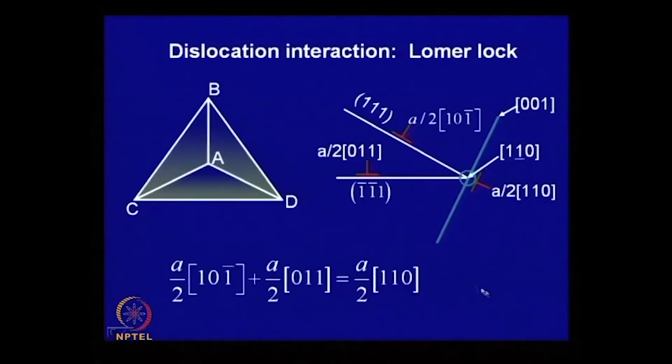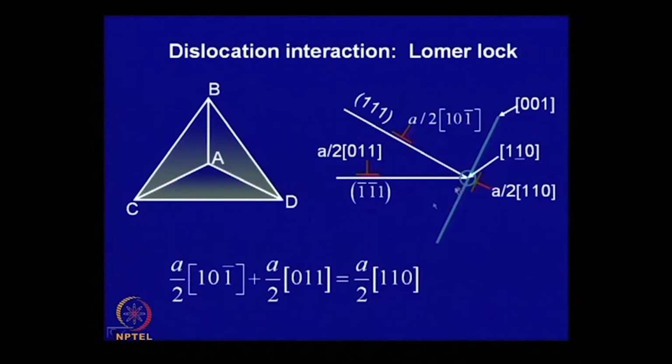Now, let us revisit that Lomer lock, and see what happens. This Lomer lock we considered as the formation of a Lomer lock when two dislocations moving on intersecting slip planes join together along the line of intersection.